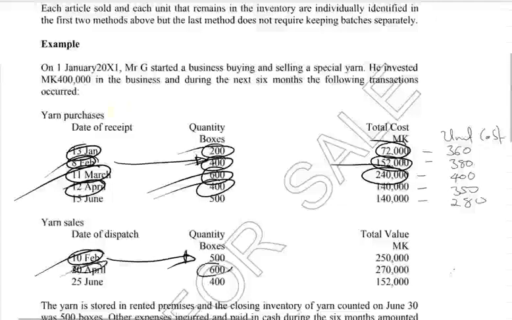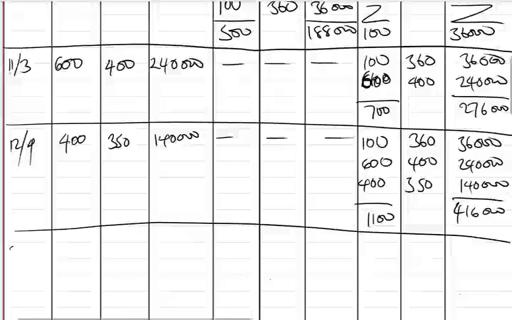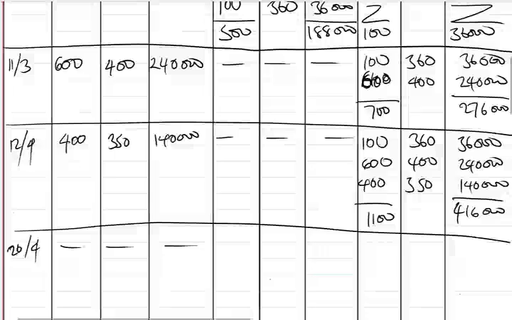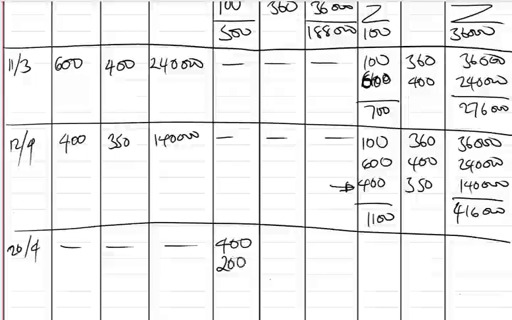The next date is 20 April. They actually sold 600. So on 20 April, they did not receive, but they issued 600 boxes. We're saying last in, first out. So we'll start with the 400. They will sell the 400 first because those ones came in last. Then the remaining 200 will come from the 600. So we're saying 400 at 350, then 200 at 400.